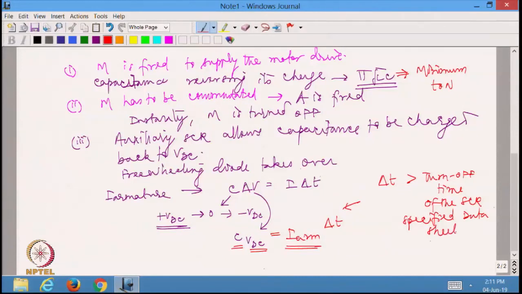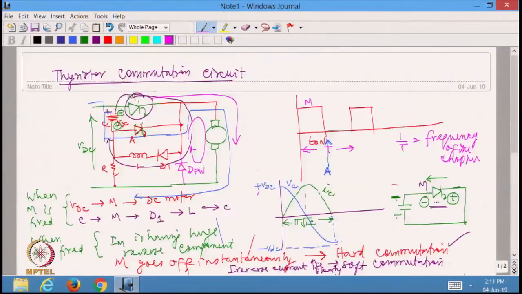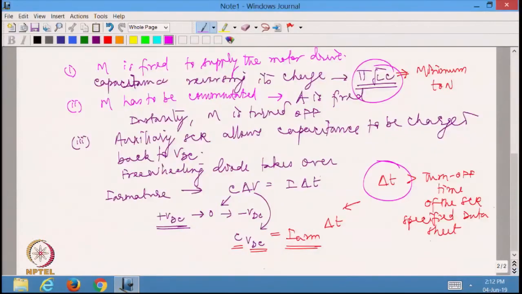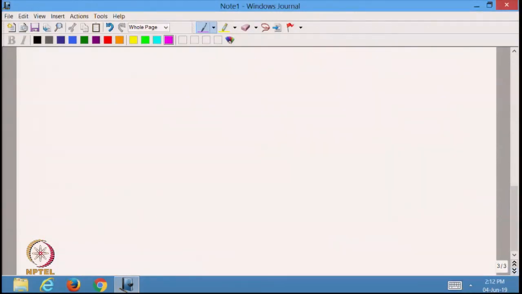So, you usually need two conditions. One condition is this delta T constraint, the other condition is the pi root LC constraint. These two together you should be able to design this entire L, C and so on. Okay. So, this is a typical commutation circuit which is used for turning off an SCR. You know that to turn off an SCR is not an easy task. You will require a major auxiliary circuit for this.